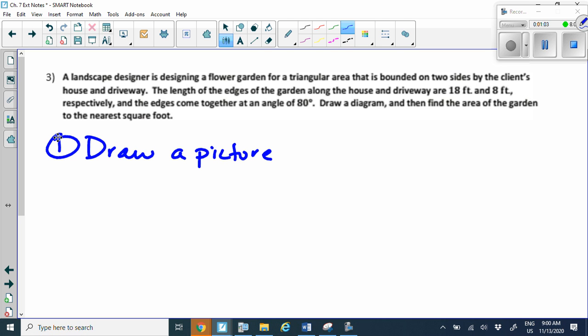Okay, so we need to create a triangle. Now, we need to kind of use the information they give to us to draw this triangle, okay? So the garden is triangular, so of course we're going to draw a triangle. And it's bounded on two sides by the client's house and driveway. So the length of the edges of the garden along the house and driveway are 18 feet and 8 feet.